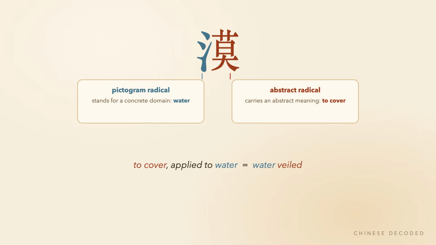For pronunciation, the two parts behave differently. The pictogram radical is not voiced. The abstract radical is often voiced. Voiced means the character's pronunciation is the same as or similar to that of the voiced radical. Similar more often than the same because sounds have shifted over the centuries. When an abstract radical is voiced, it acts as a phonetic radical, the part that hints at the character's pronunciation.